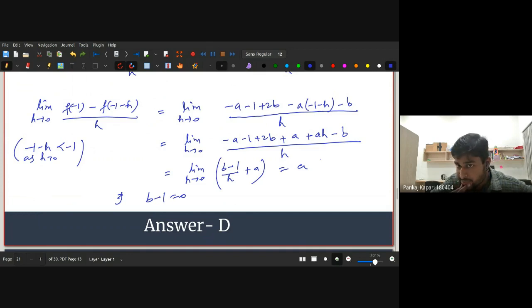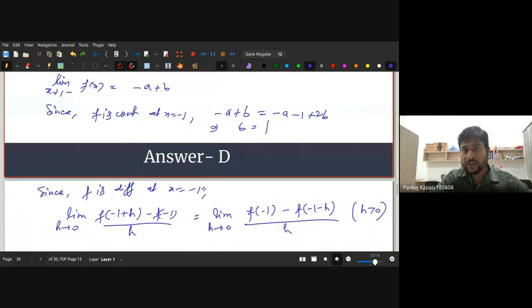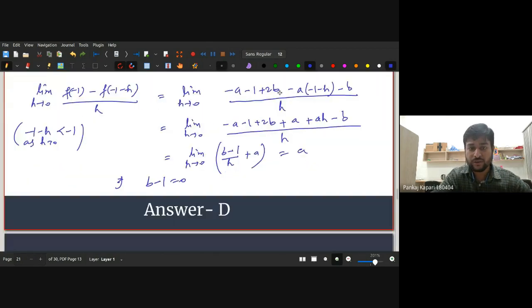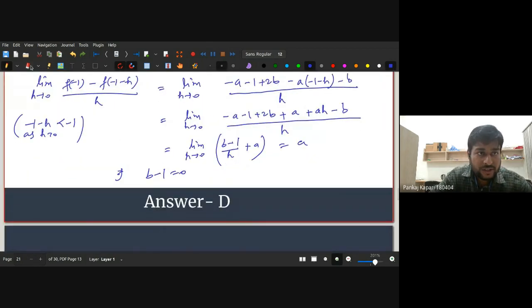So this implies that b must be equal to 1, which we already knew, so there's no point in writing it again. Since b is equal to 1, this limit is equal to a. Now we'll evaluate the second limit, the right hand limit.